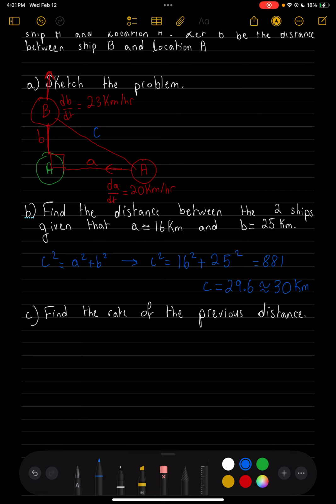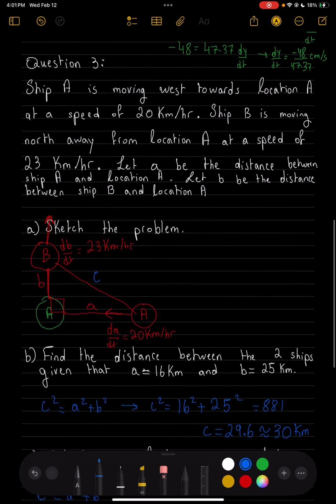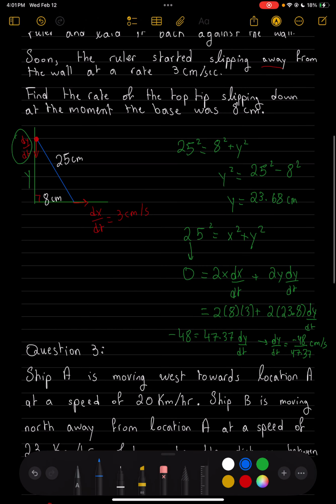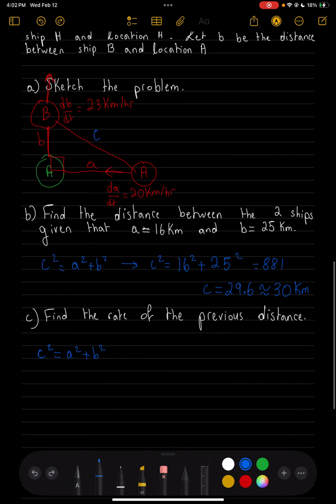And the last question over here, they said, find the rate of this previous distance. So since I was saying that C squared is equal to A squared plus B squared, now here's the difference. In the previous question, you notice that the ruler was not changing the hypotenuse length, which was 25. Therefore, the derivative for it was 0. However, over here, it's a different scenario. Why? Because ship A is moving at a speed different from ship B. If they were moving at the same exact speed, the hypotenuse would have been the same. However, since they are moving in different speeds, that means the hypotenuse is changing.